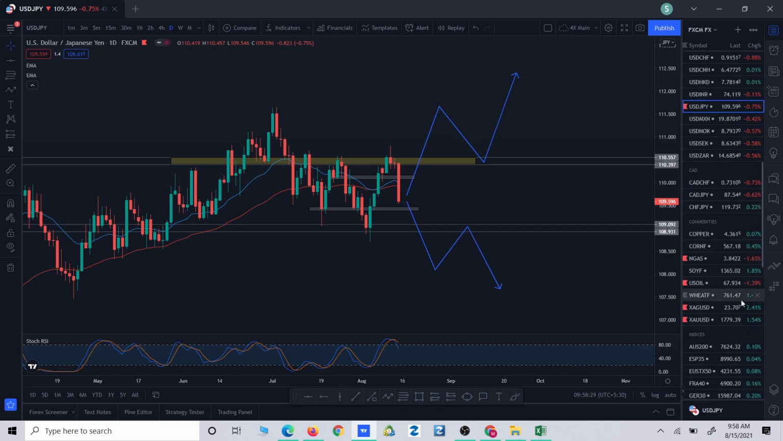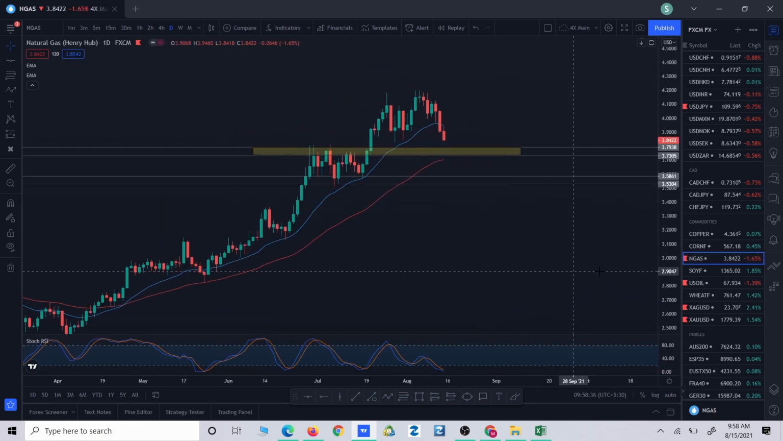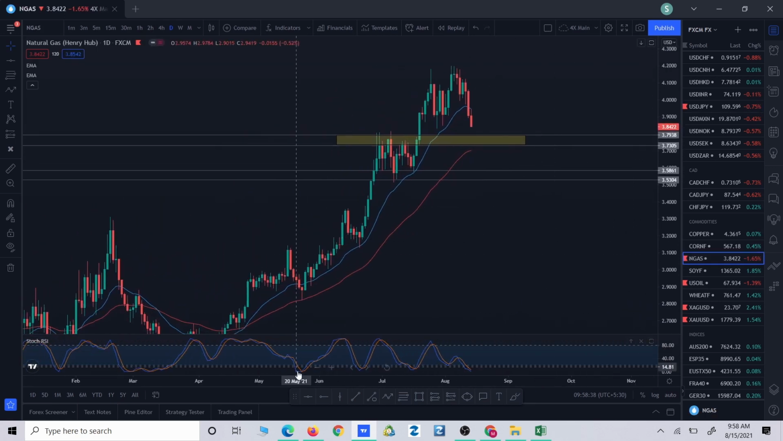Next, we are going to talk about the commodities, and in commodities, we are going to start with natural gas. So first, we will analyze the natural gas. As we can see, the price looks bullish. So let's see. It's a high, high, low, high, high, high, low, high, high.